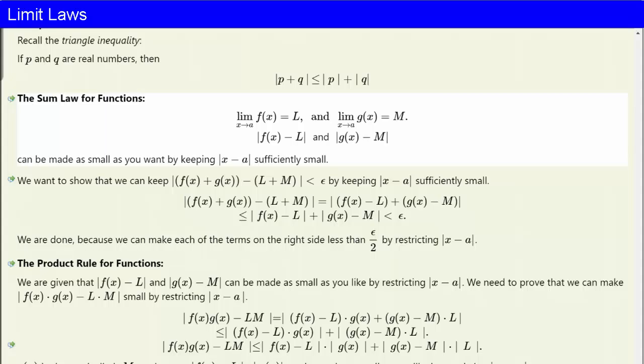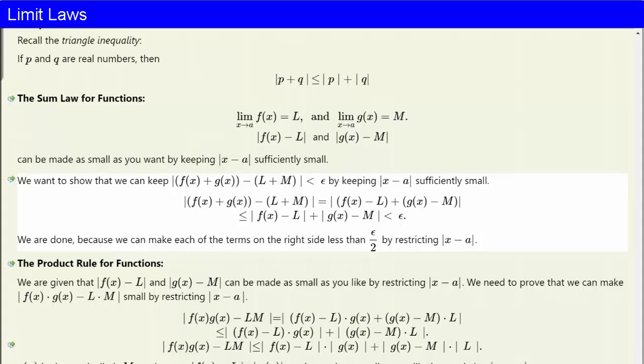In mathematical terms, we are given that the absolute value of f of x minus L and the absolute value of g of x minus m can be made as small as you want by keeping x minus a sufficiently small. We want to show that we can keep the sum f of x plus g of x minus the sum L plus m in absolute value less than epsilon by keeping x minus a in absolute value sufficiently small.